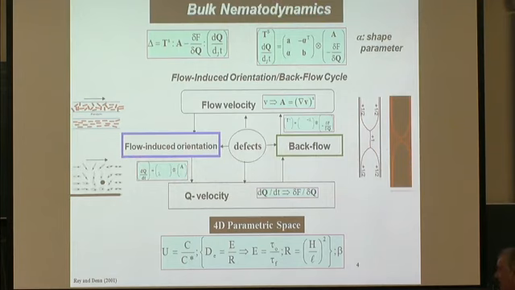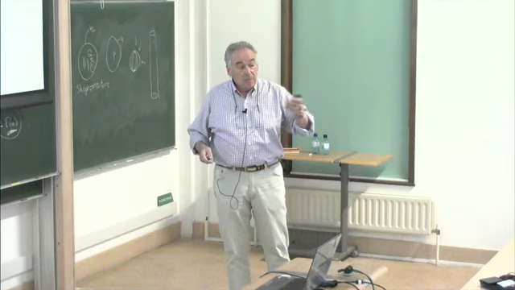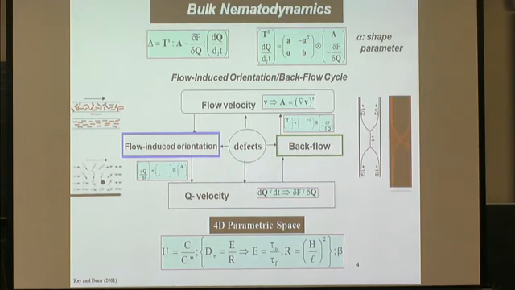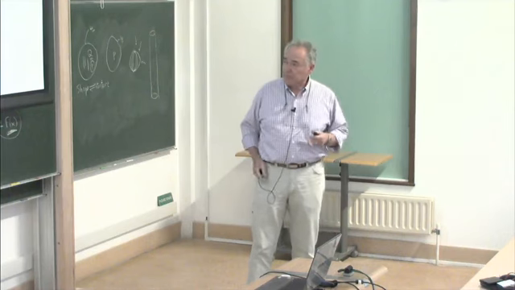A lot of experimentalists have worked very hard. At the simplest possible level, you have a dimensionless concentration or dimensionless temperature, whether you have a lyotropic system or a thermotropic system. You have a ratio of time scales. This is the orientation time scale, and this is a flow time scale. This number is called the Ericksen number.